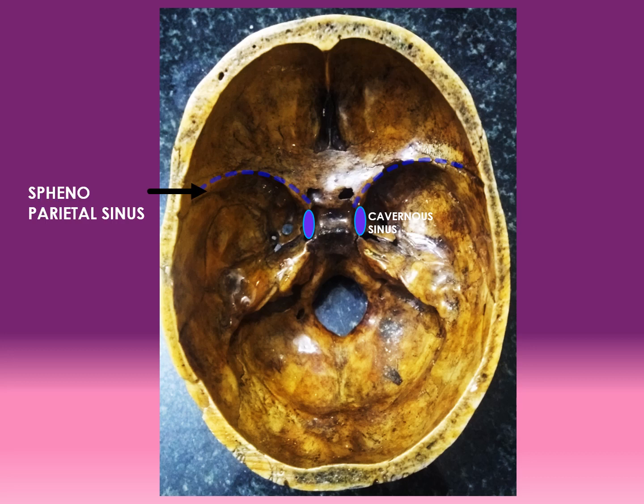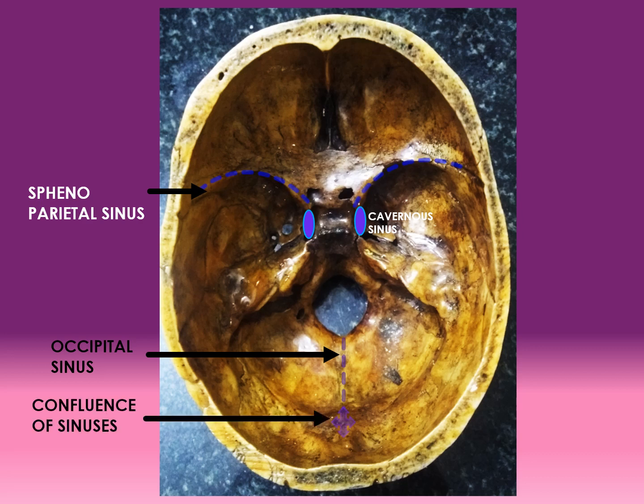At the posterior margin of the lesser wing of sphenoid, we have the sphenoparietal sinus, which is a paired sinus. At the internal occipital crest, we have the occipital sinus. The confluence of sinuses is present in the internal occipital protuberance. This is a place where the superior sagittal sinus, straight sinus, right and left transverse sinuses and the occipital sinus meet. At the clivus, we have the basilar plexus.